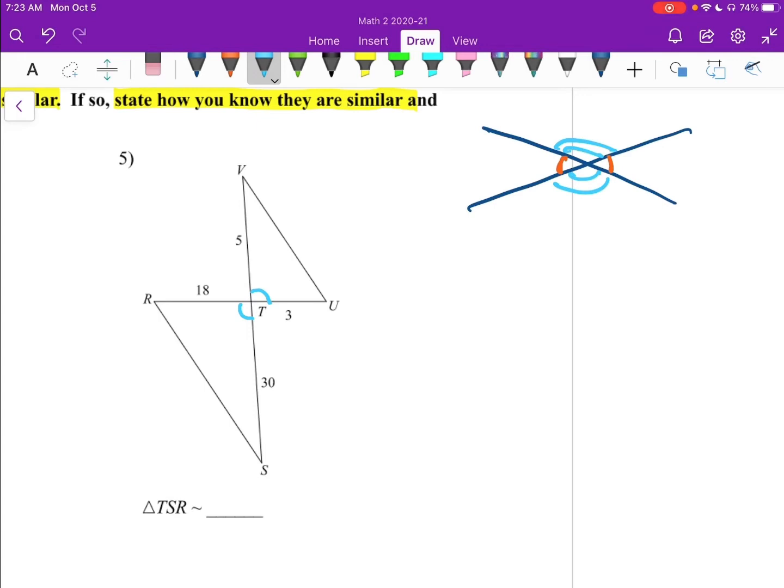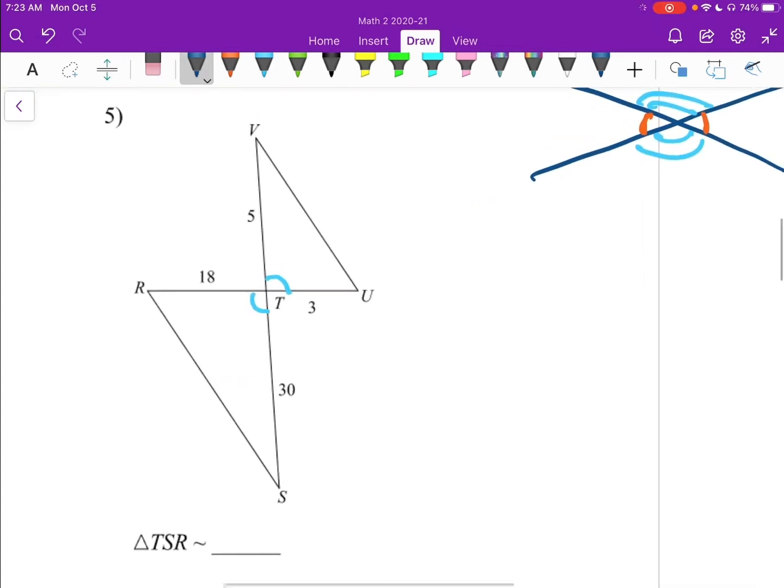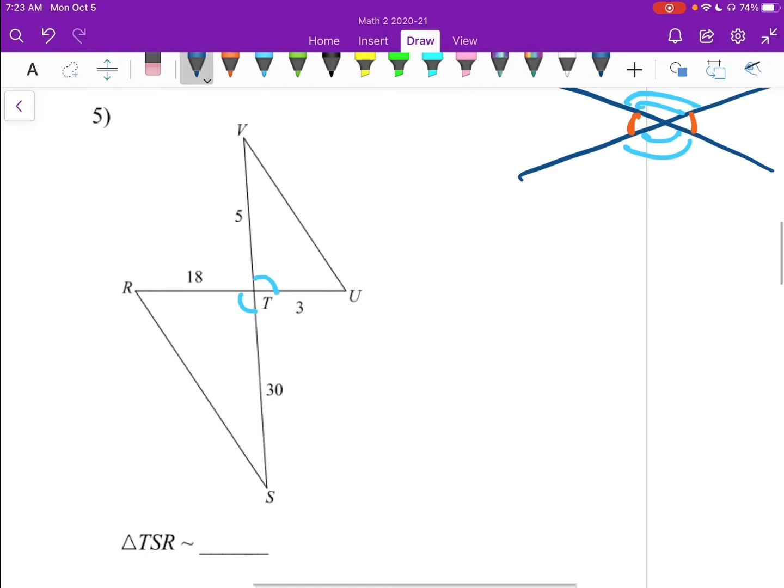Now we need to see, are these sides proportional? First, I'm going to grab the smaller sides. I'm going to put a circle around the smaller side for both triangles. This upper right triangle has a 5 and a 3. I'm going to put a little circle around the 3, that's the smaller one. And then the other one has 18 and 30. 18 is the smaller one.